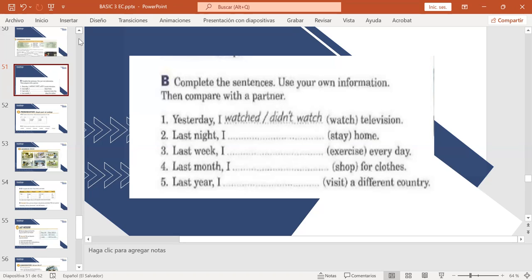Teacher, esta es una pregunta. En la número dos, donde dice last night, si yo pongo stay, antes de poner home, puedo poner in home o at home, ¿no? ¿O no? Nada, nada. Okay. I stay home. Thank you. Okay.